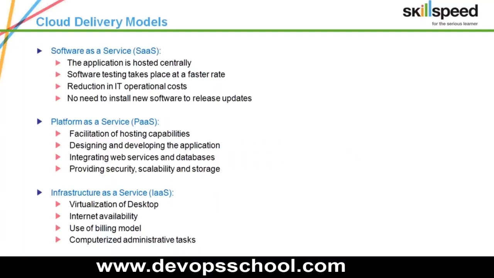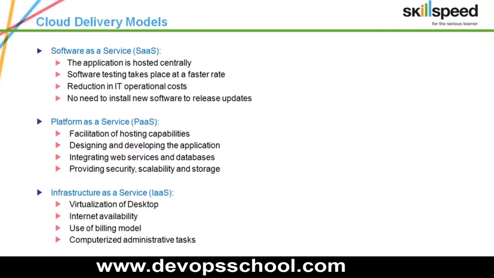So now let's talk about the models we have. In the cloud delivery model, we have SaaS, software as a service. In that, we are offering many services. Like, you want software that is available right now, and you want it. If you don't want it, don't use it. That kind of infrastructure can be available over the cloud.